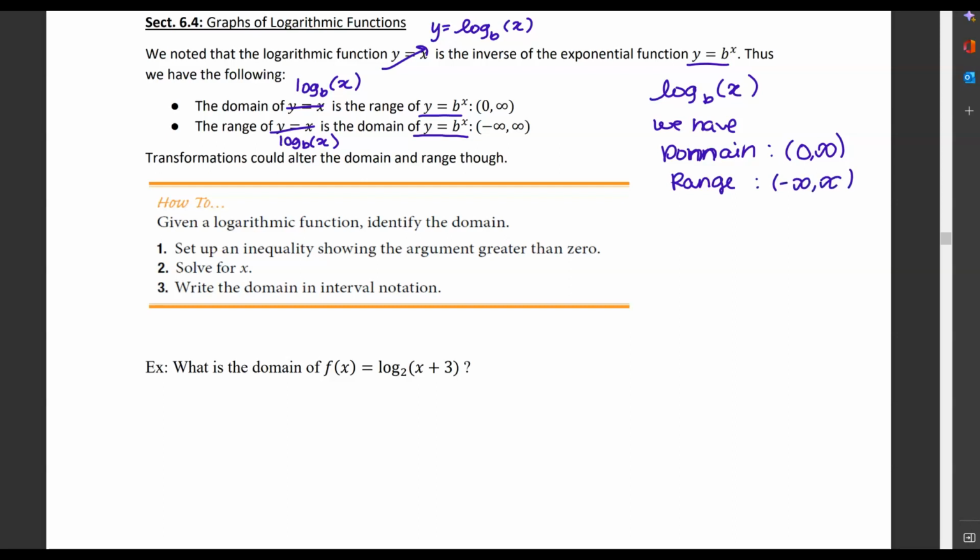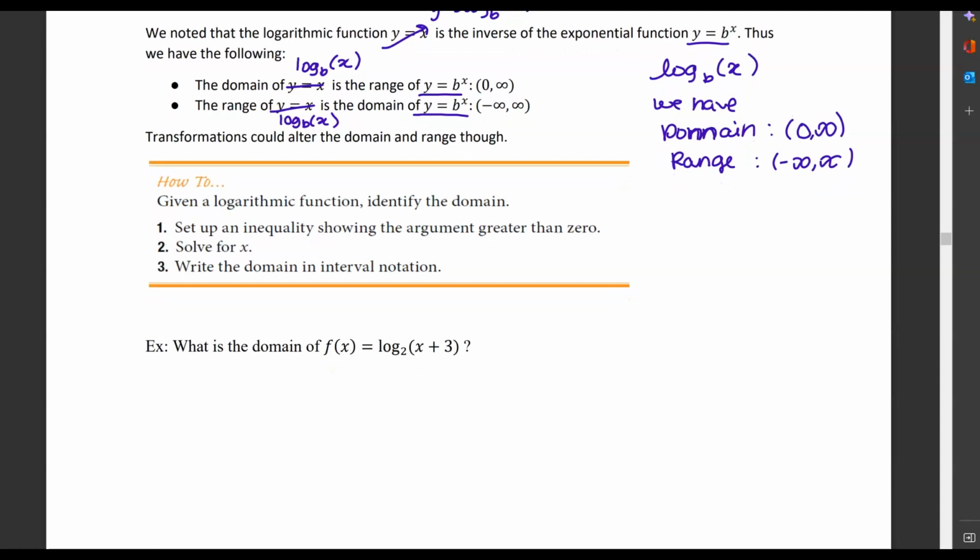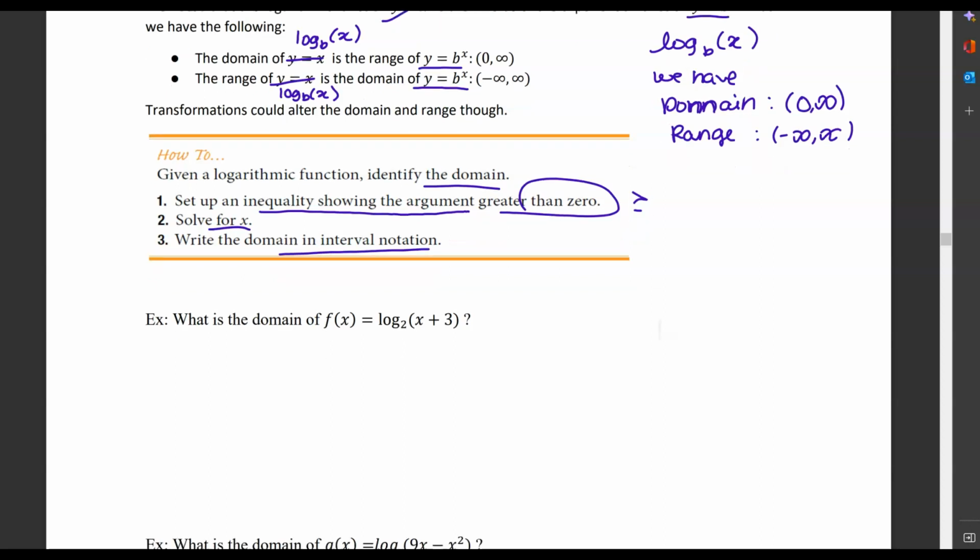Given a logarithmic function, identify the domain. We're going to set up an inequality showing the argument greater than 0. So we want to make sure that it's going to be greater than 0. We want to solve for x and write the domain in interval notation. So let's take a look.